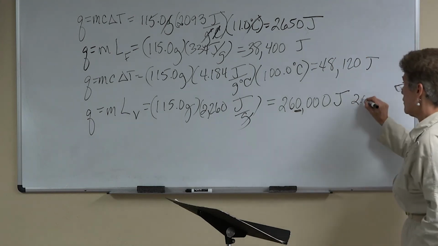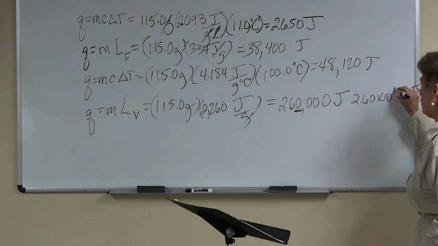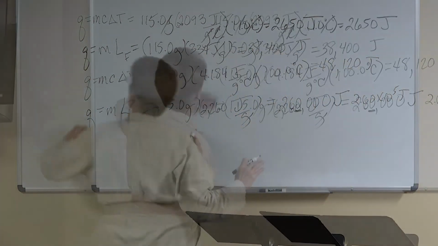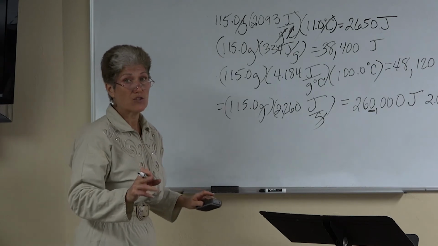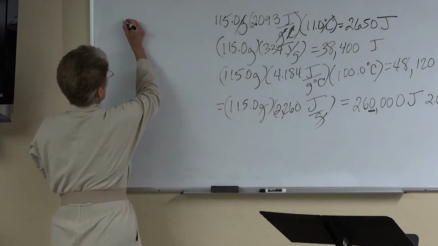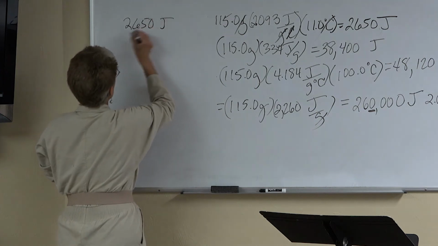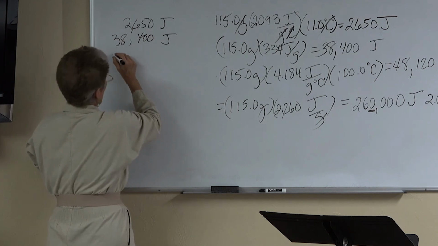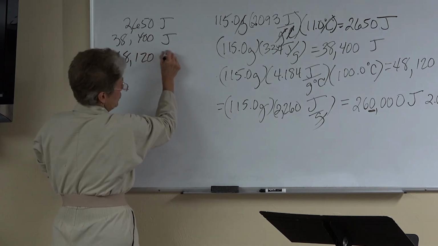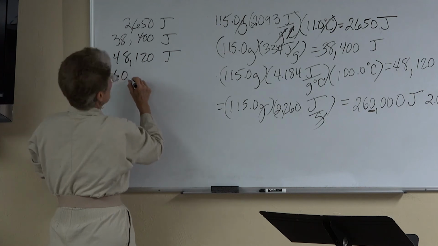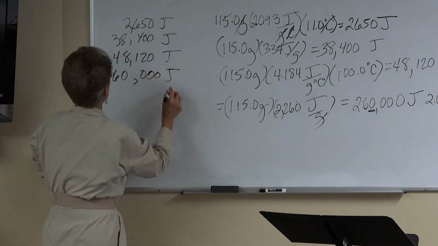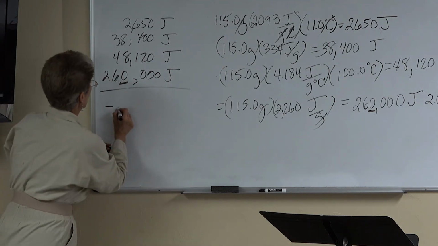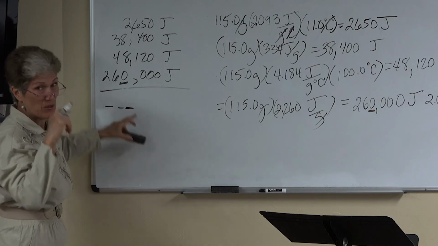Now I realize we probably should write this 260 times 10 to the 5th joules, but then when I add them up, I'm going to have trouble. So I'm going to come over here, but you've got to watch your significant figures because when you add or subtract, you've got to go to the least precise. So I'm going to go 2650 joules, 38,400 joules, 48,120 joules, and 260,000 joules. And this is the last significant figure here. So my answer can only go to the significant figure there.